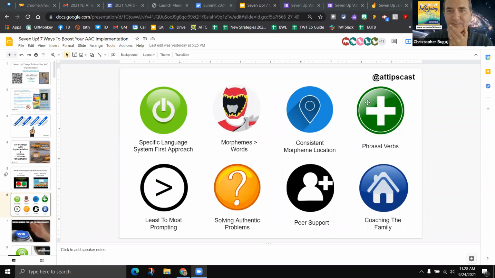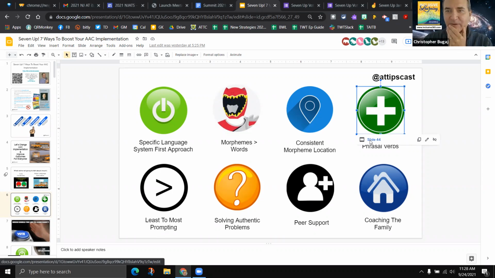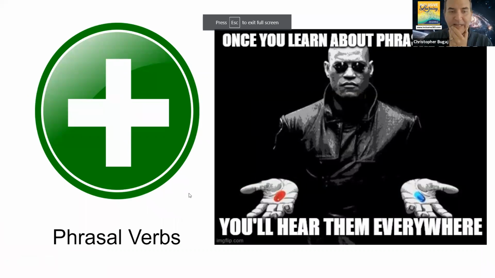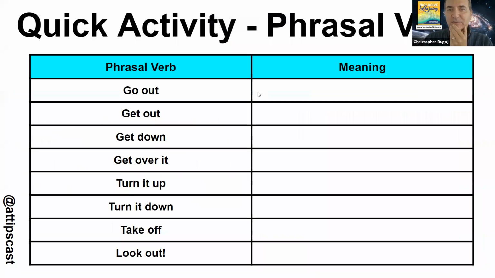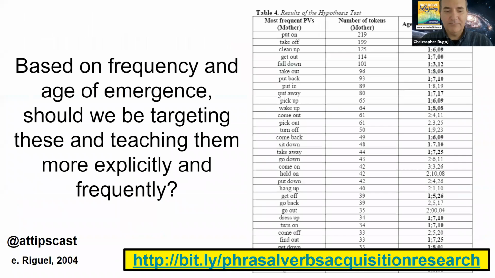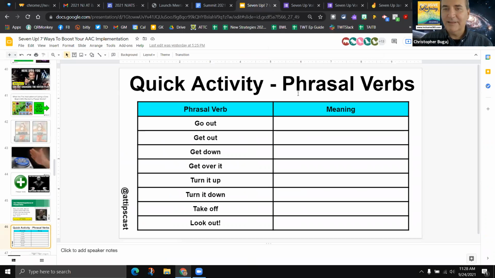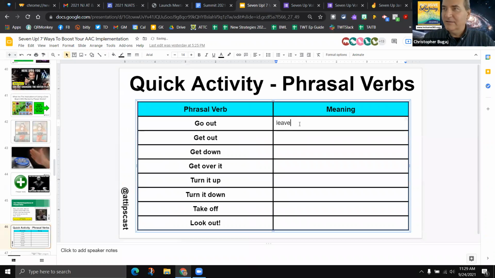Back to phrasal verbs then. So everyone was sort of answering what phrasal verbs were. You knew that "got it" meant understand. So let's do some of these together. What about go out? What does go out mean? Leave. Or what else? Date, right? How about get out? What does get out mean?